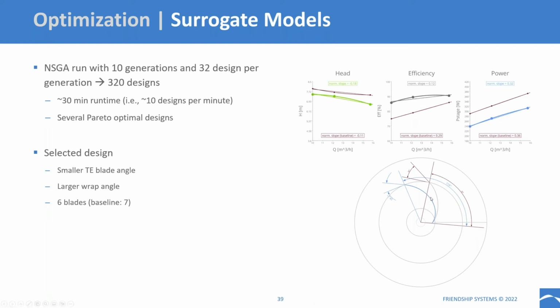The design, if we look at it in terms of the geometry, has a smaller trailing edge blade angle. So here you see the baseline design had 36 degrees, and here we have about 28 degrees trailing edge angle, and we have a larger wrap of the blade. So we had something like 80 degrees, and now we have about 120 degrees wrap, and a lower number of blades. The initial design, the baseline, had 7 blades, and now we have 6 blades.